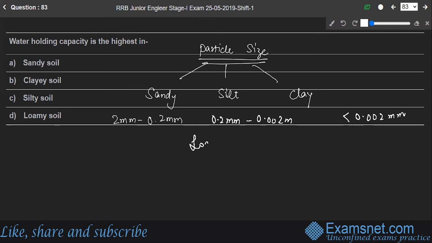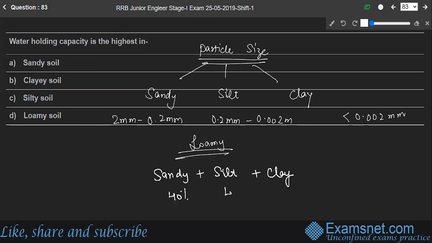Now, loamy soil is a combination of sandy, silt, and clay soil. So it has 40% of this, 40% of this, and 20% of the clay soil. So we can see that the clay soil has the shortest particle size among all of them. So there is little space between the particles of the clay soil, and it has the highest holding capacity of all of them. That makes option B the correct answer to the question.